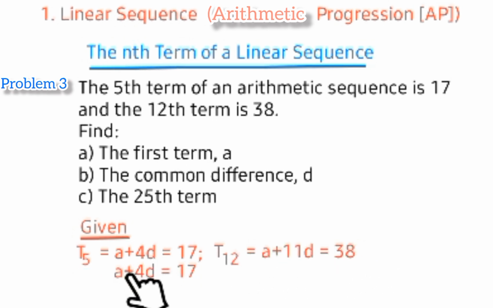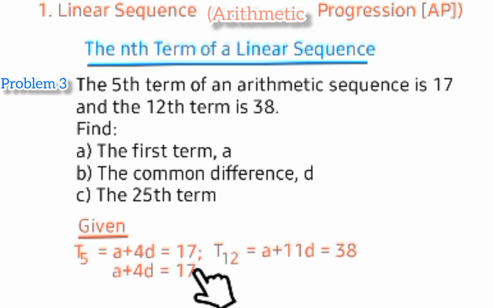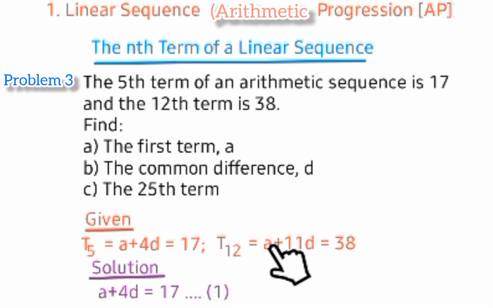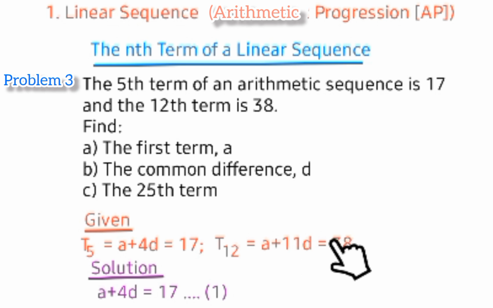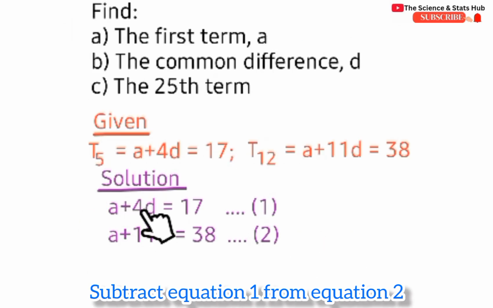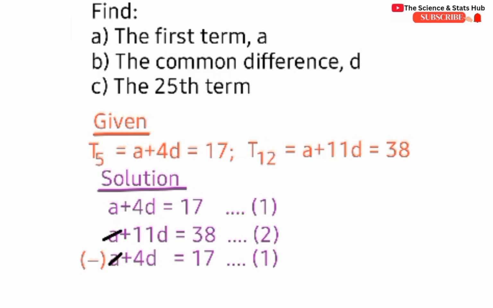Therefore, we have A plus 4D equals 17. Let's call this equation 1. And A plus 11D equals 38. Let's call this equation 2. Now we'll subtract equation 1 from equation 2. A minus A, 0. 11D minus 4D, 7D equal to 38 minus 17.